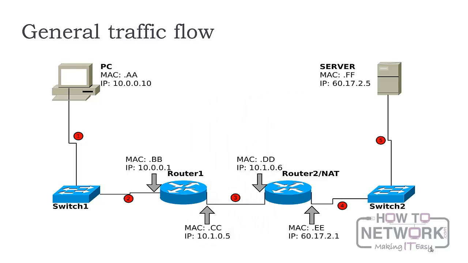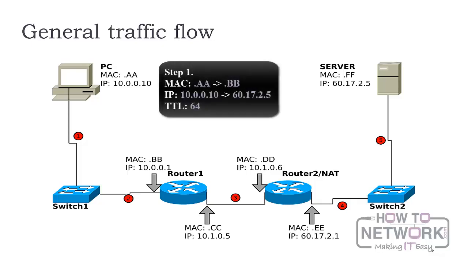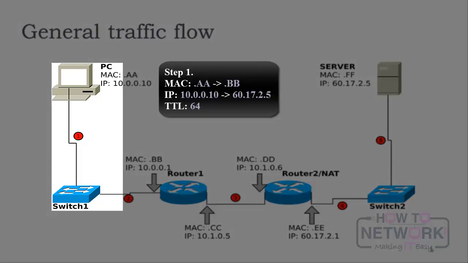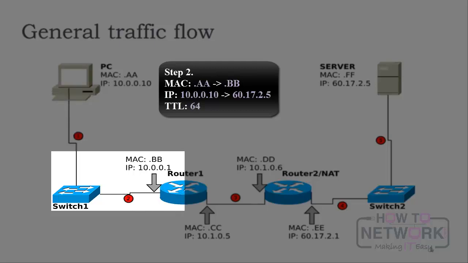Now let's take this small network as an example. We have a server and a client, 2 switches, 2 routers, from which one implements NAT. In the first step, the client generates a frame with the IP address of the server and the MAC address of the default gateway as destination, which is router 1 in our case. MAC addresses are composed of 6 pairs of 2 hexadecimal digits, but for simplicity, we will just use the last pair in our example. The switch doesn't change the frame contents by default, so both MAC and IP headers remain the same after leaving the switch.